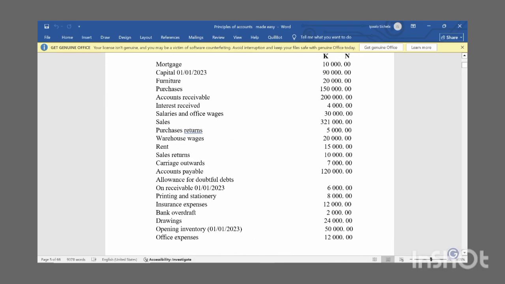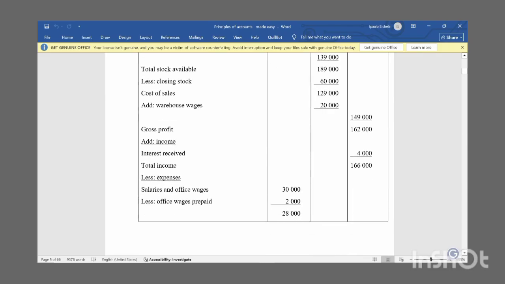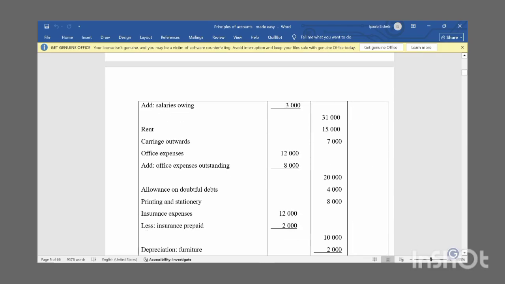The next expense was office expenses, which was 12,000. We're going to check. Does it have adjustments? Let's check it out. Yes, it does. Office expenses outstanding was 8,000. So remember, outstanding expenses are added. Why? Because they relate to the current accounting period. So 8,000 will be added. So 8,000 plus 12,000 will give you 20,000.